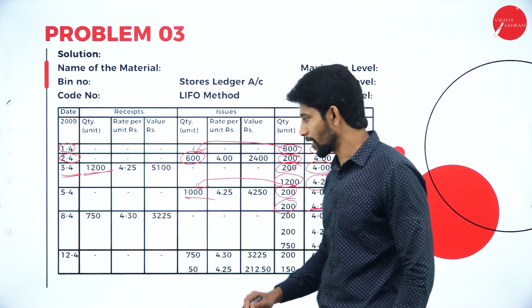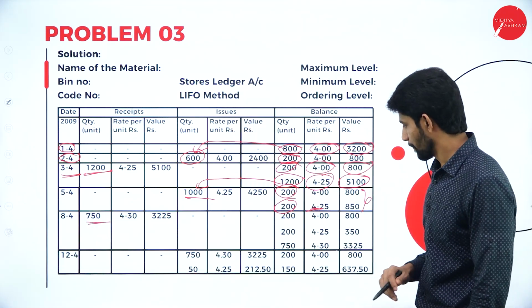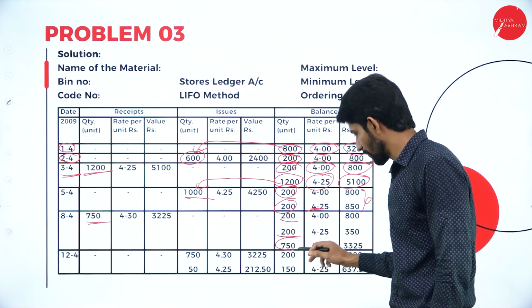Next, on 8th April they purchased 750 units at 4.3. So here we have 200 balance, again 200, now 750 balance.